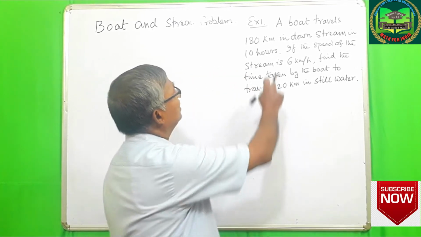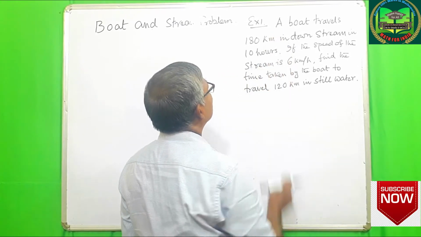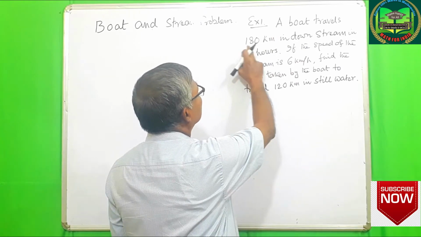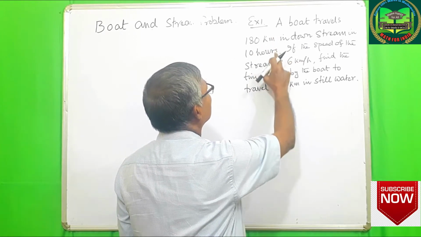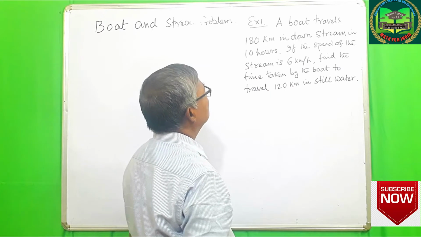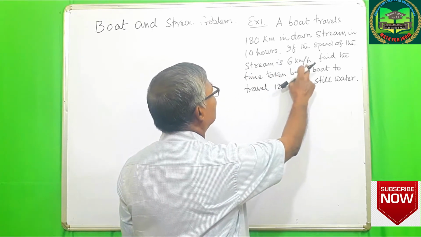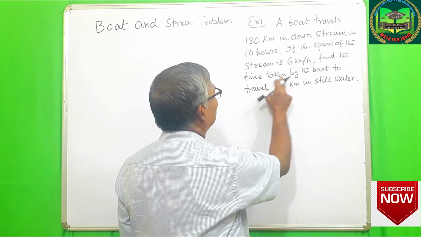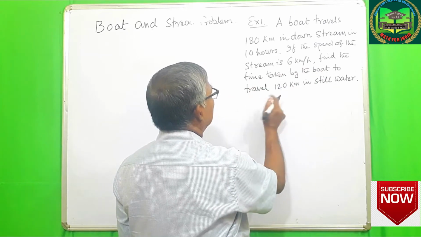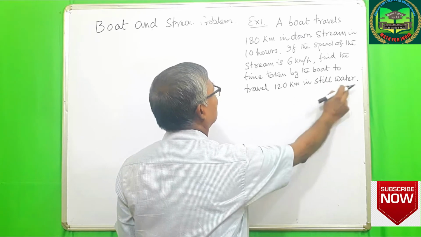Here a boat travels 180 km downstream in 10 hours. If the speed of the stream is 6 km per hour, find the time taken by the boat to travel 120 km in still water.